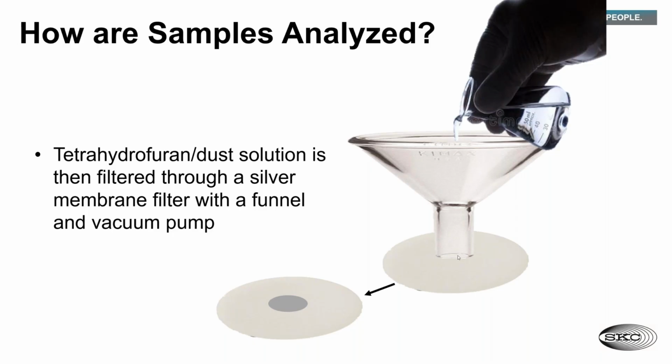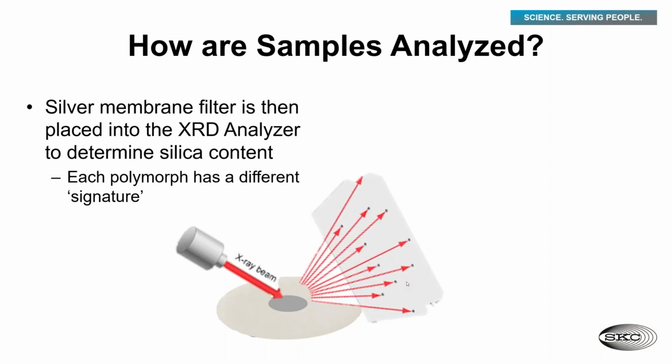So after that solution is dumped out, this little picture right here is kind of a representation of what that might look like. Once they have that done on a silver membrane filter, they're going to feed that into an XRD machine. And from there, they're shooting X-rays at that concentrated bit of dust and silica. The different X-ray beams are coming off at different angles, at different intensities. And based on which polymorph you're trying to analyze, whether it's quartz, cristobalite, or tridymite, they all have their individual signatures that the machine can detect and tell you just how much silica is in that particular sample.